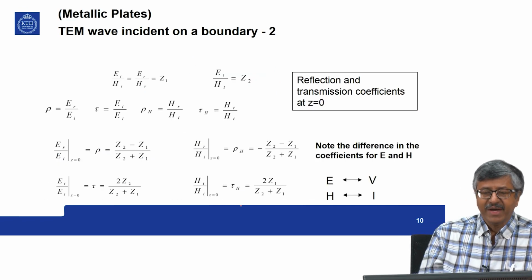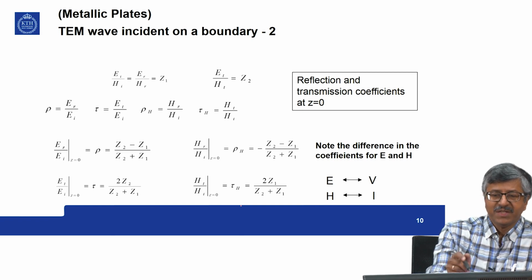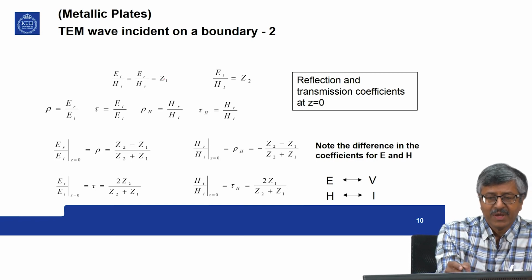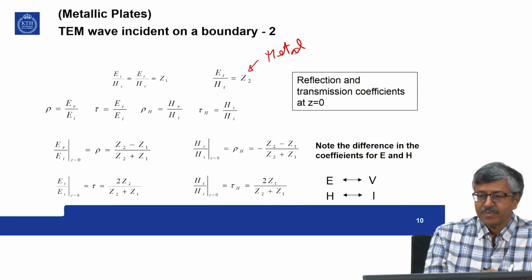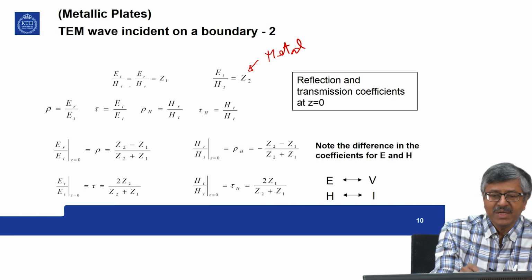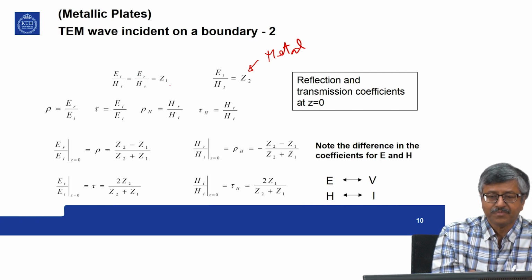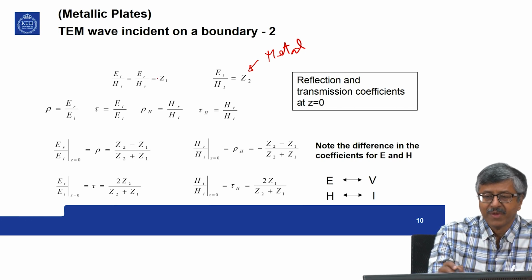Now, we can define Z1 and Z2. Z1 is the free space impedance in medium 1, Z2 is impedance in medium 2. So, this medium is metal. So, EI by HI is Z1 and that is equal to ER by HR. So, this is in medium 1.